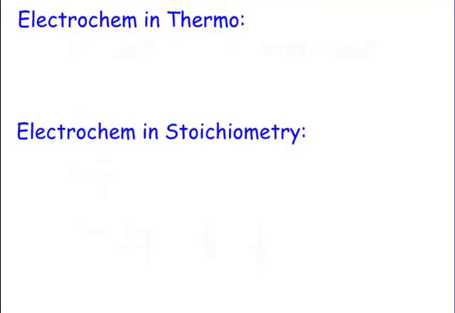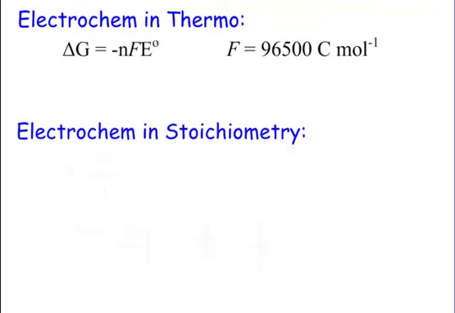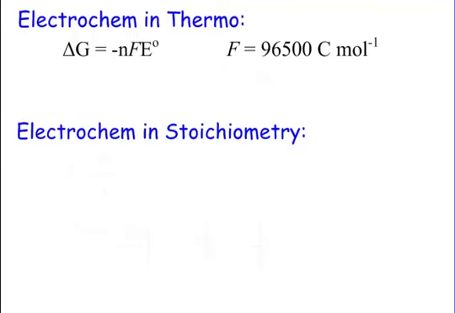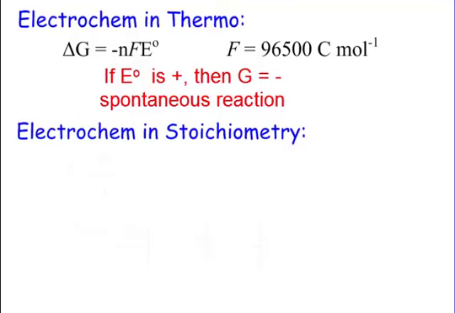There are some equations to take a look at: electrochem in thermo and electrochem in stoich. Our electrochem in thermo equation is delta G, this is where we find out that it's spontaneous, is equal to negative nFE. The n is the number of electrons that we're transferring. F is a constant, it never changes, called Faraday's constant. It's 96,500 coulombs for every 1 mole. And we have our E. Our E is, of course, our standard cell potential, what we got in voltage.